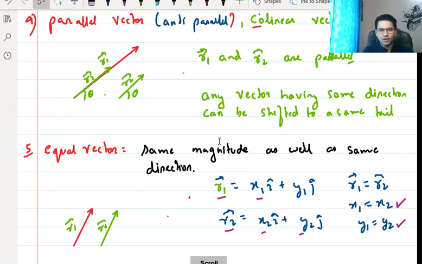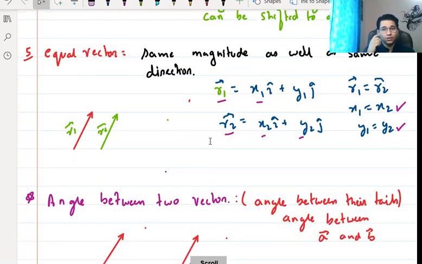Chalo. Equal vectors, right? Equal vectors. So obviously, as the name suggests, equal. Equal का मतलब क्या होता है? Sir, same. So if I'm saying that two vectors are equal, which means they have everything same. What is the meaning of everything? Everything मतलब क्या होता है?